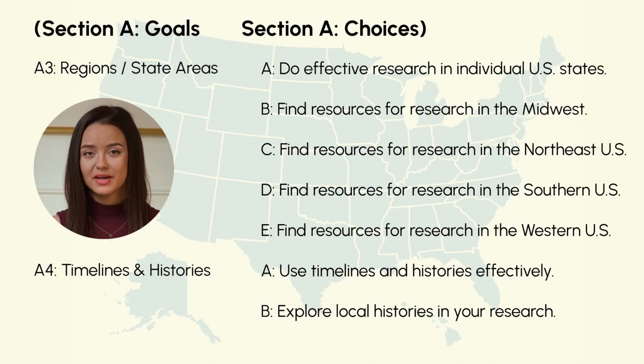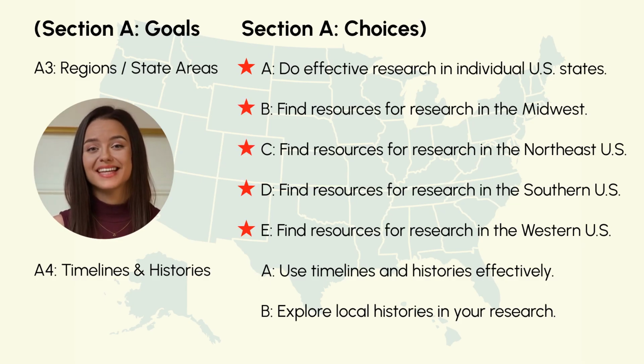In Goal A3, Choice A points you to the U.S. state pages, which we'll cover later in this video. Choices B, C, D, and E explain effective research techniques for U.S. regions, each covering several states. In Goal A4, Choice A describes how to build an ancestor timeline with dates and events, while Choice B talks about finding local histories to provide depth and detail for your research.